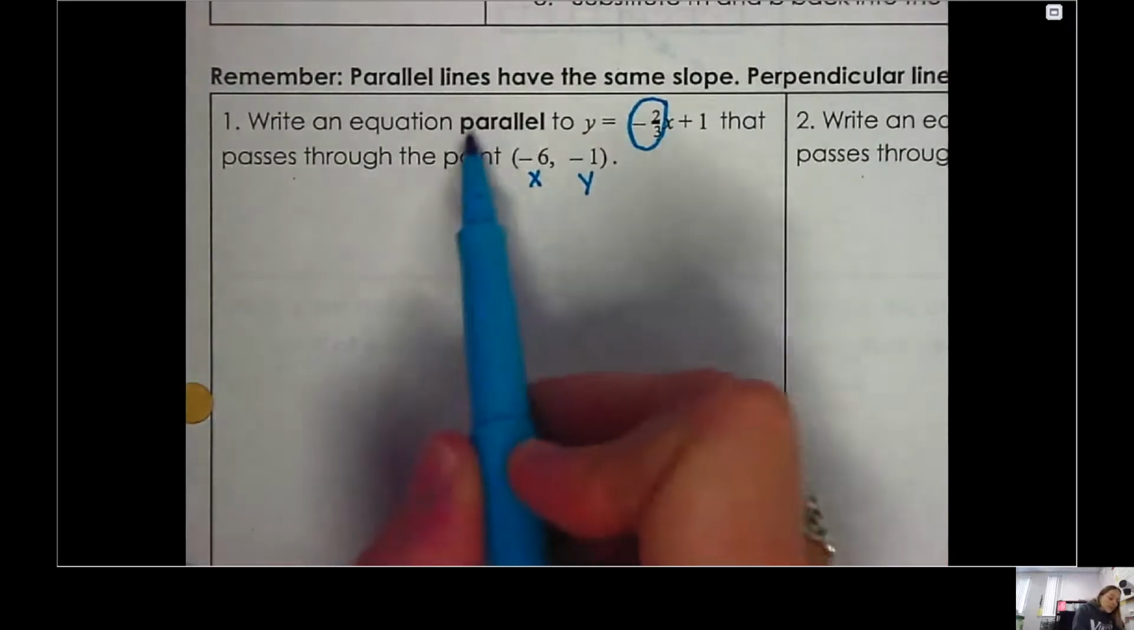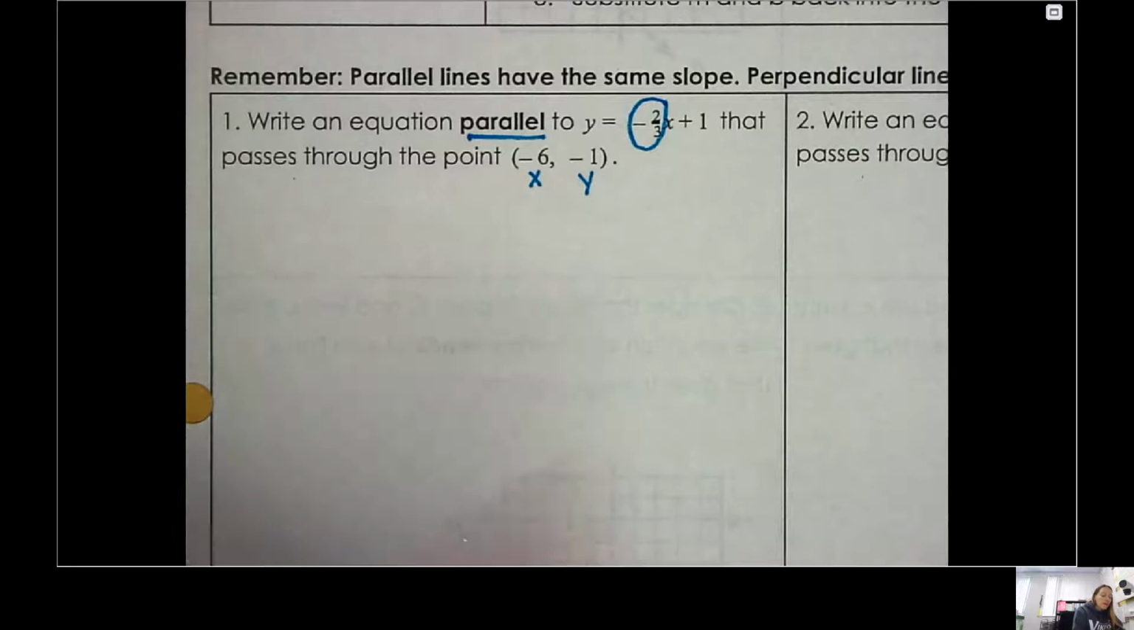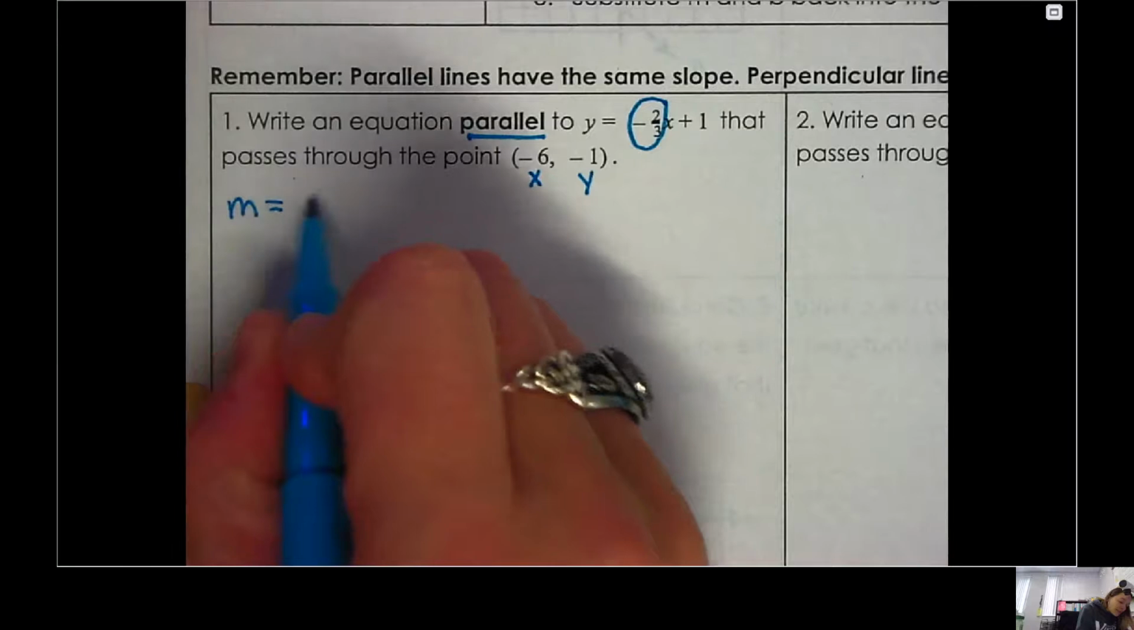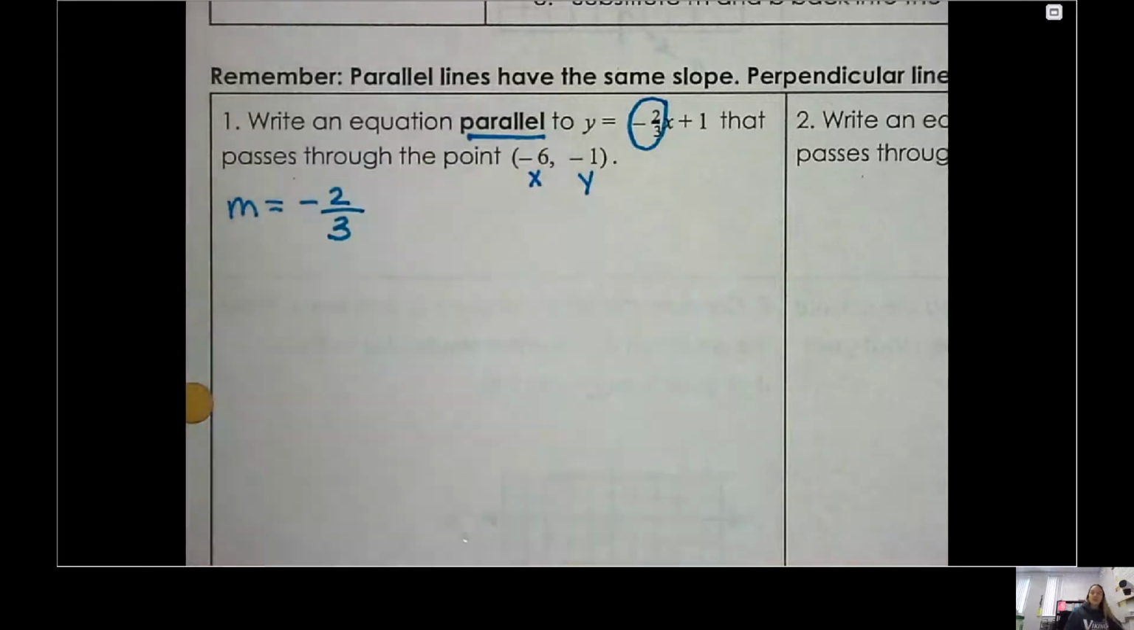Because it is parallel, and I'm writing the equation of a parallel line, I'm going to use the exact same slope. So for my m value, I'm going to use negative 2/3.